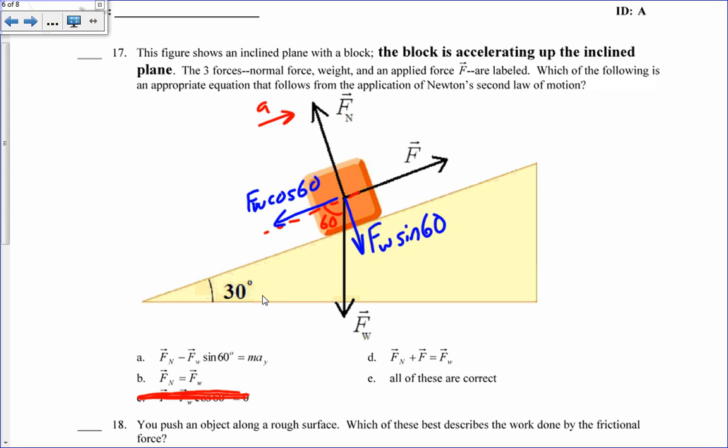So Fn minus Fw sine 60 equals may. That's this minus this equals may. That one looks correct. Fn equals Fw? That says this equals this. They're on different axes, so that can't be true.